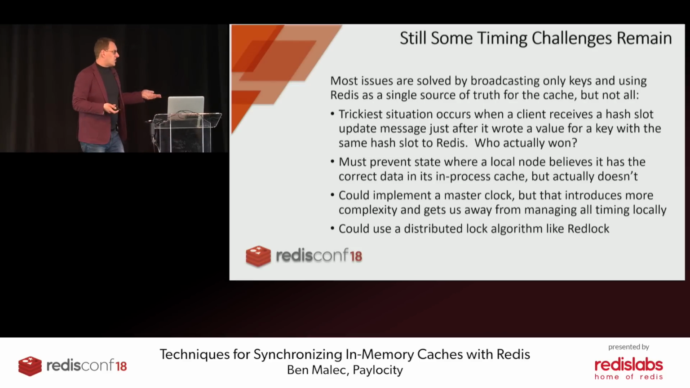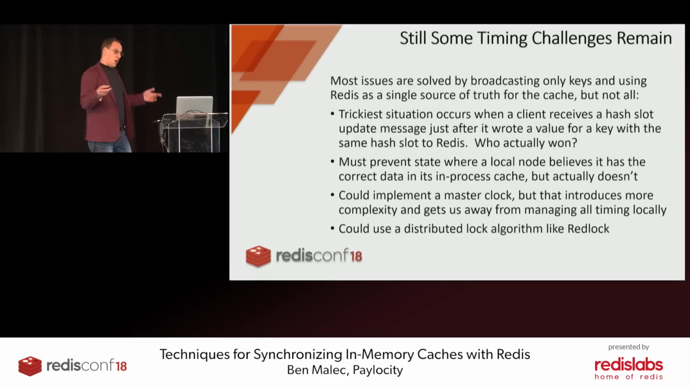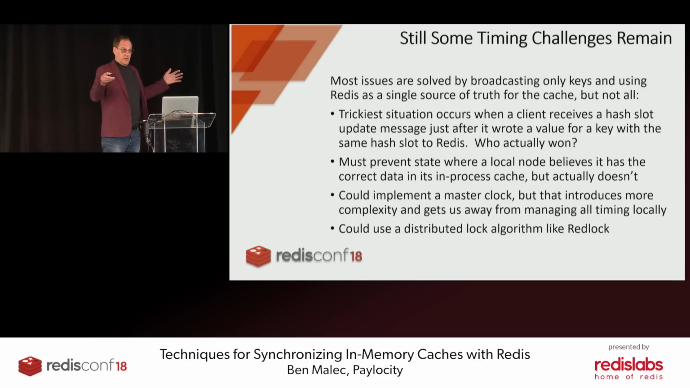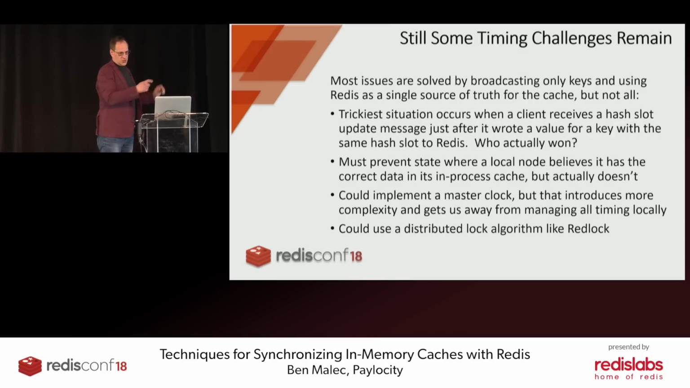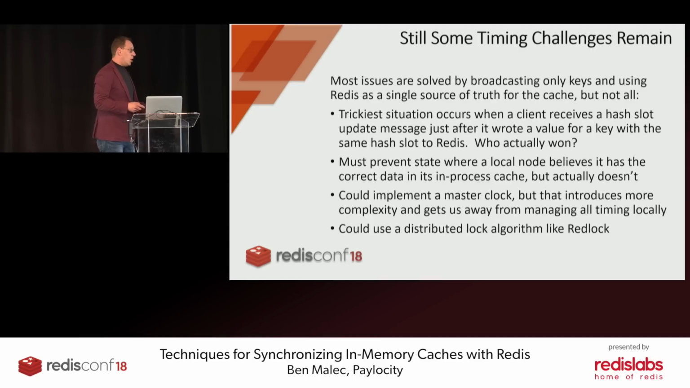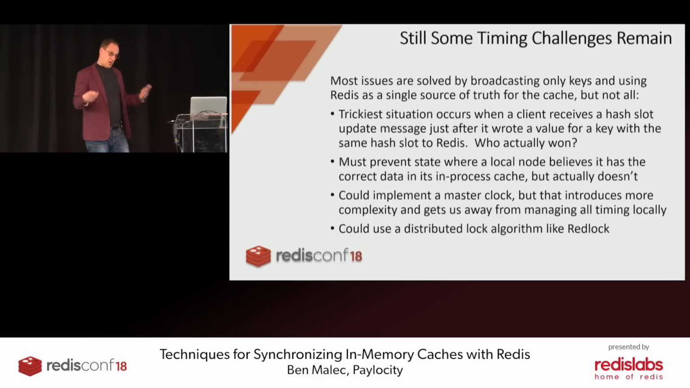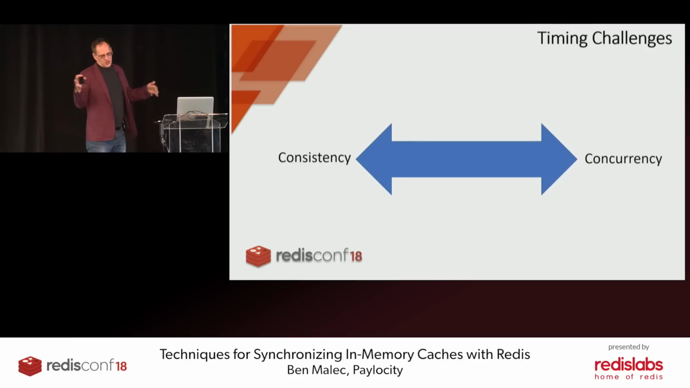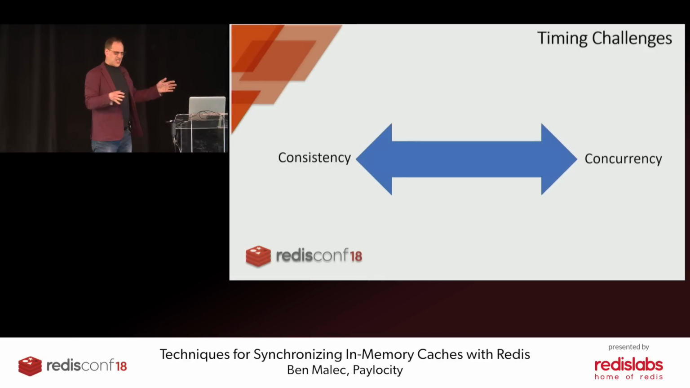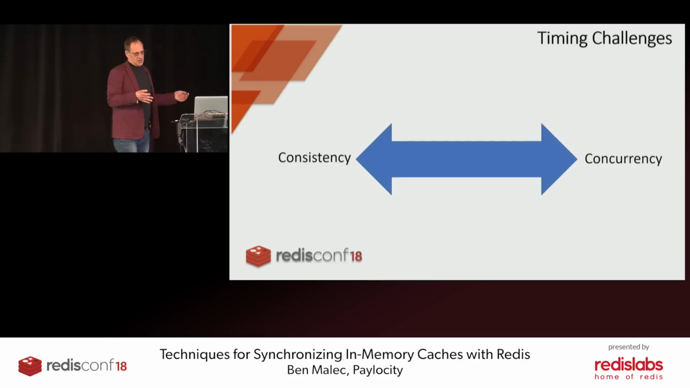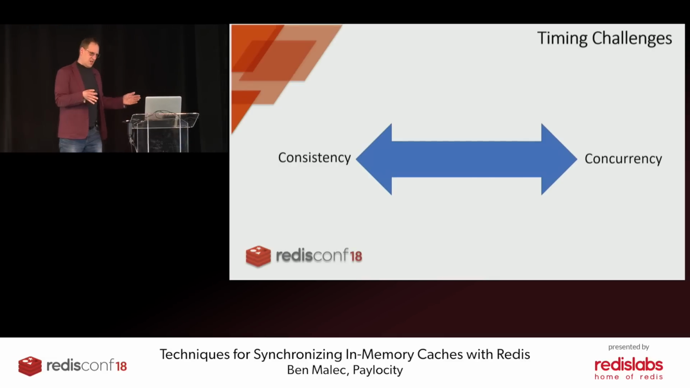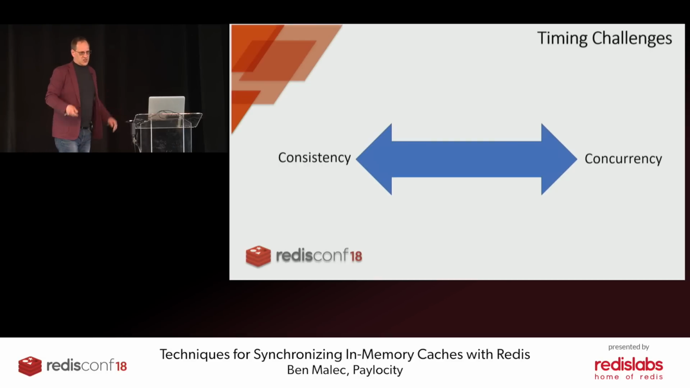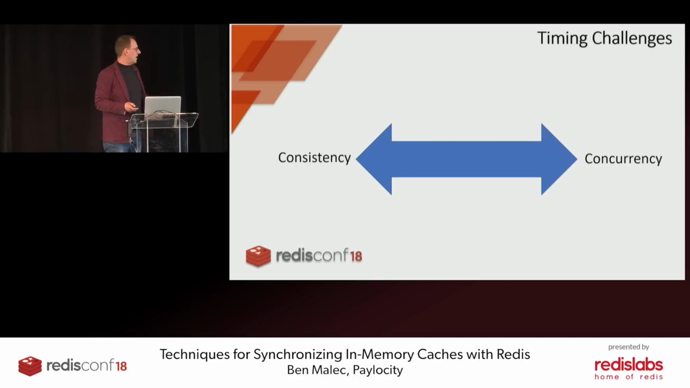A couple ways you could solve it: a master clock, where all the nodes sync to some type of clock, so everyone says, okay, this is the correct time, and we'll just go from there. Or you could use something like a distributed lock. Redis is great for implementing distributed locks. But the problem is, I always look at concurrency and consistency as a spectrum. Distributed locks are great for consistency, but your concurrency drops to nothing because you basically block everyone waiting for this lock to expire.